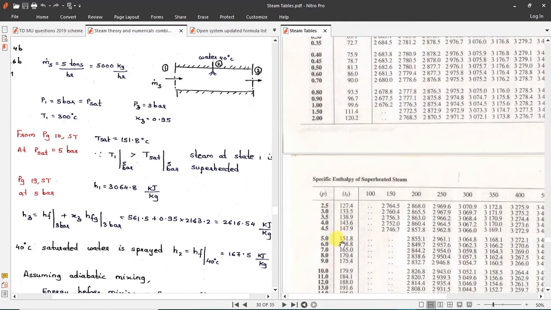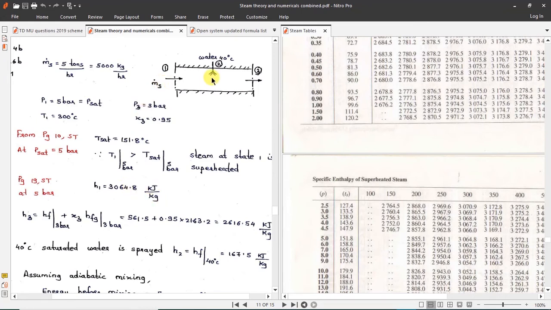Now what is the corresponding superheated steam temperature? 300. So for 5 bar, 300 degrees Celsius, what is the enthalpy? 3064.8. So here you can see enthalpy is 3064.8 kilojoule per kg. So this is the enthalpy of point 1.